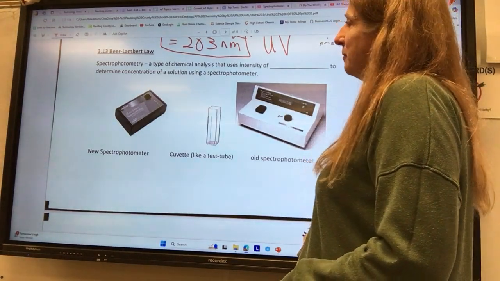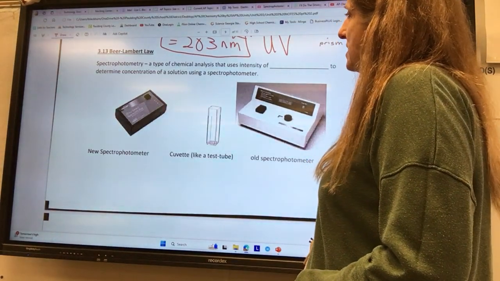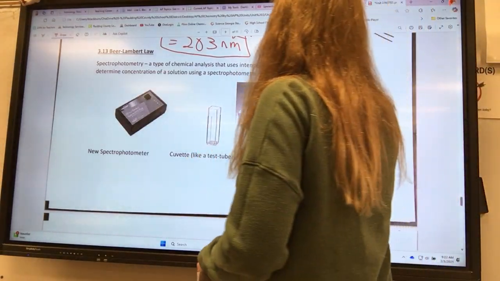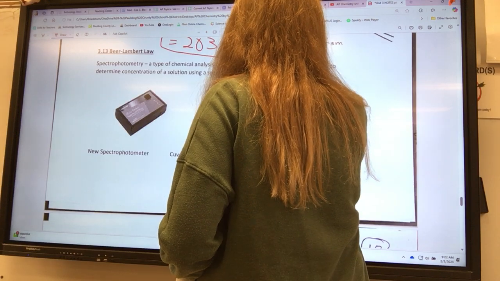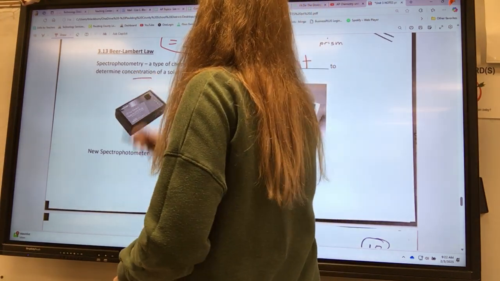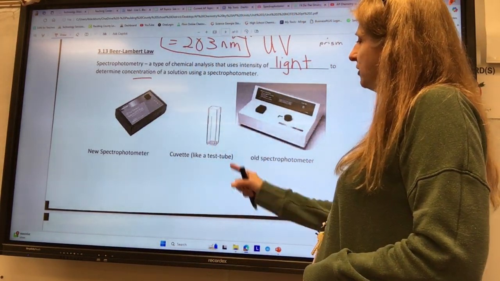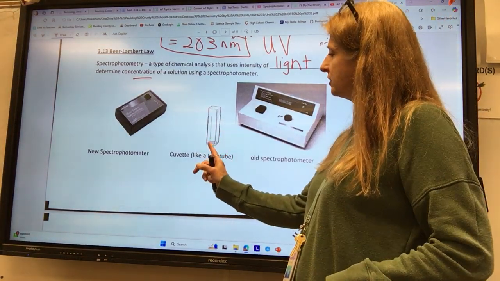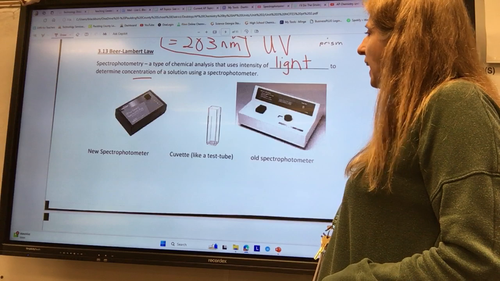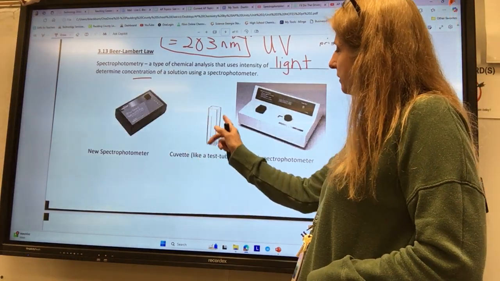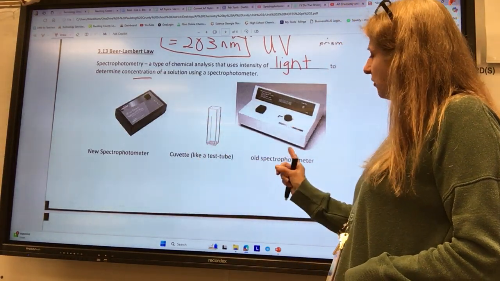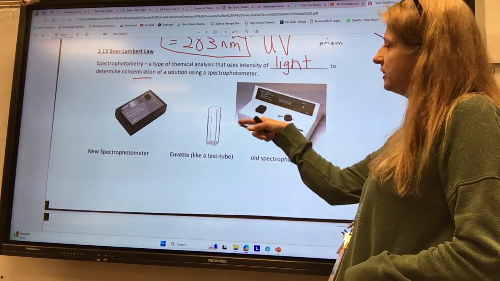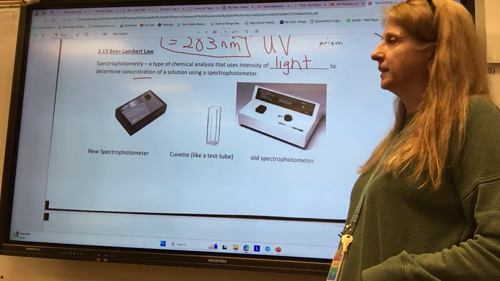So, anyway, spectrophotometry. This is a type of chemical analysis that uses the intensity of light to determine concentration. So what you do is you take your stuff that you want to find the concentration of and put it in a little test tube called a cuvette. It's a little square test tube that's 1 centimeter on each side. And this is what the old spectrophotometers look like. You put it in here, the light shines through it, and it tells you how concentrated it is.